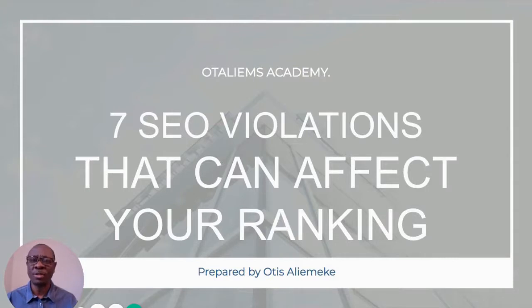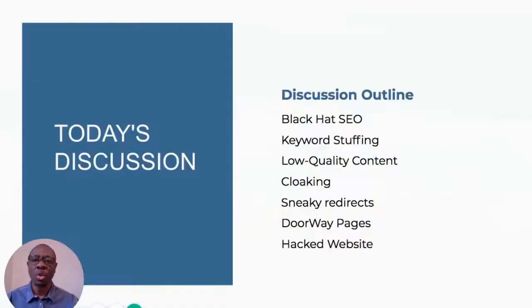So I have a very interesting topic for us today, and that is the SEO violations that can affect your site ranking. SEO is the acronym for search engine optimization. So our discussion outline today, we focus on black hat SEO, keyword stuffing, low quality content, cloaking, sneaky redirects, doorway pages, and hacked sites. So these are some of those violations that Google has actually highlighted.